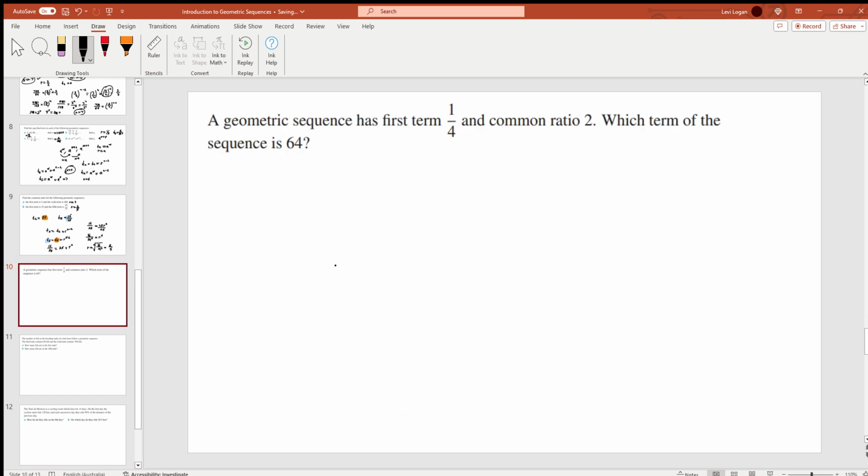Okay, a geometric sequence has a first term of a fourth and a common ratio 2.